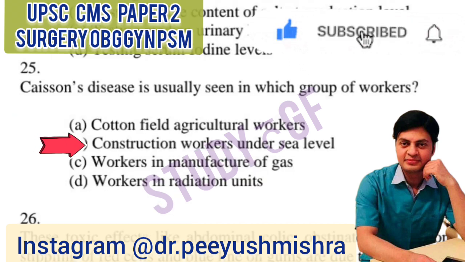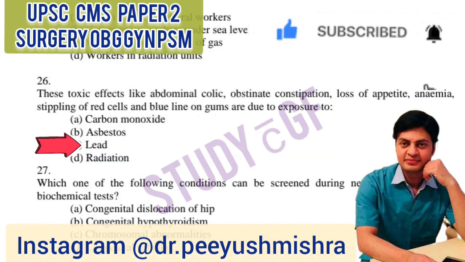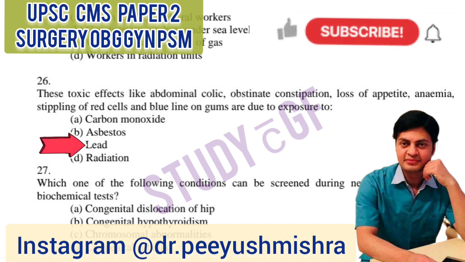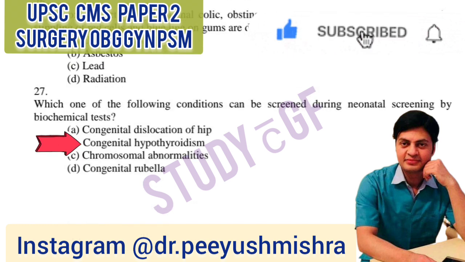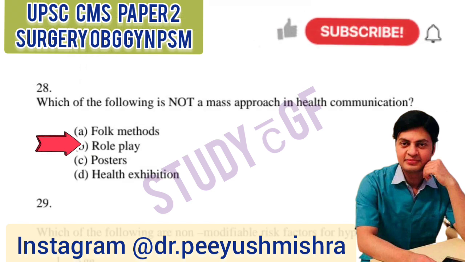Caisson's disease is usually seen in which groups of workers? Construction workers under sea level. Toxic effects like abdominal colic, obstinate constipation, loss of appetite, anemia, stippling of red cells and blue line on gums are due to exposure to lead. Which one of the following conditions can be screened during neonatal screening by biochemical tests? Congenital hypothyroidism. Which of the following is not a mass approach in health communication?